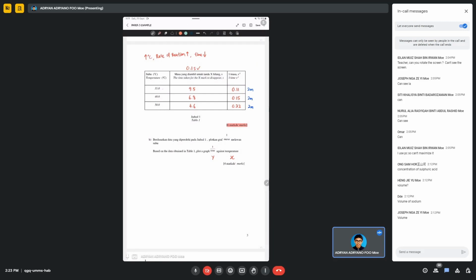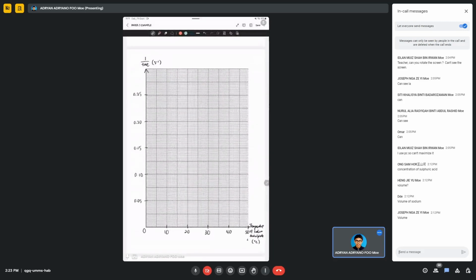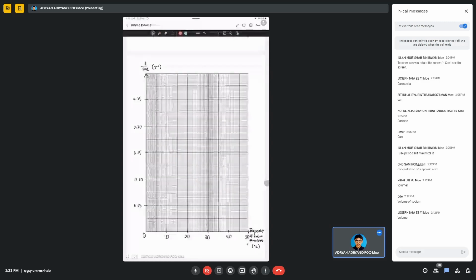Okay, so here we know that 35 degree is 0.11. Okay, so 35 degrees here 0.11. Okay, around let's say where is it 0.11.